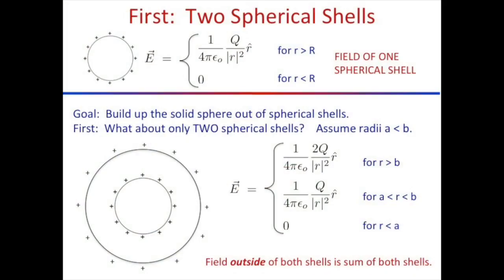Okay. So we did our two spherical shells. Here's the answer: interior to both of them, I get no contribution. In between them, I only see the contribution of the interior sphere. And then outside of them, I see the contribution from both spheres.